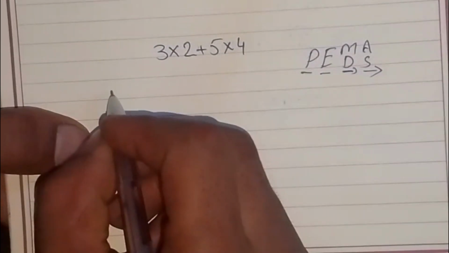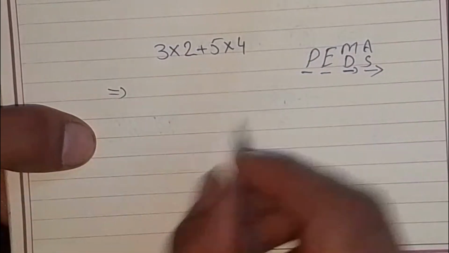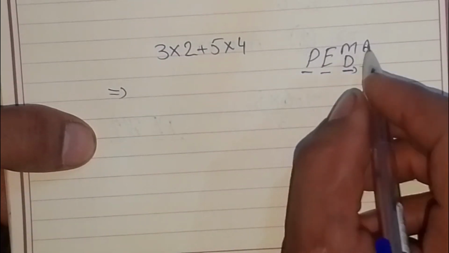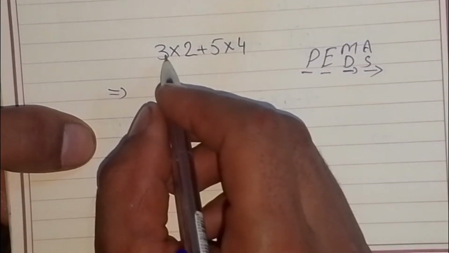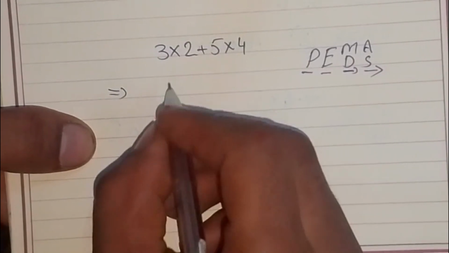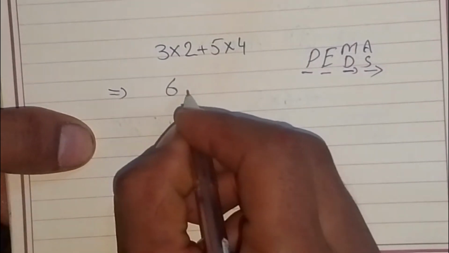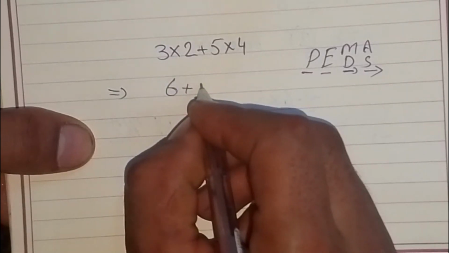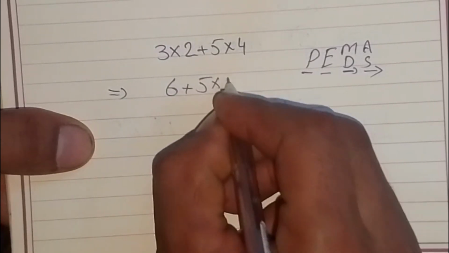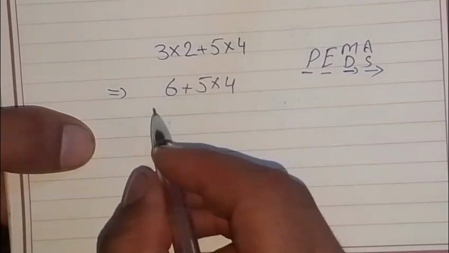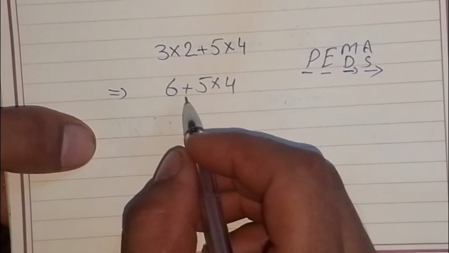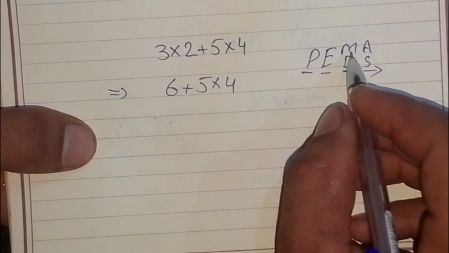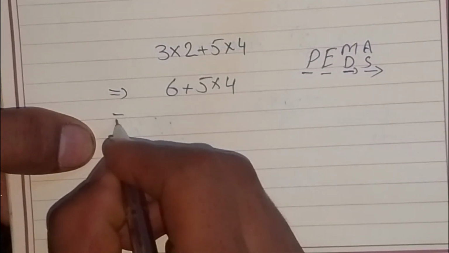Now we solve this equation. So first of all we solve multiplication, then addition. So 3 times 2 gives us 6 plus 5 multiplied by 4. Again we have one addition and one multiplication. So first we solve multiplication.